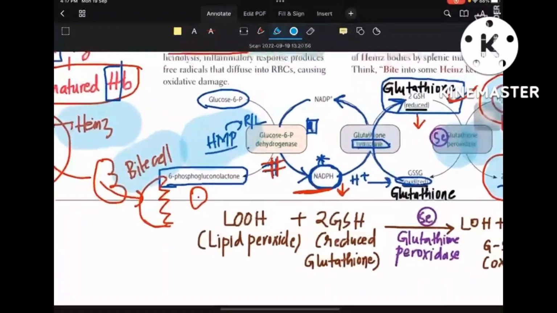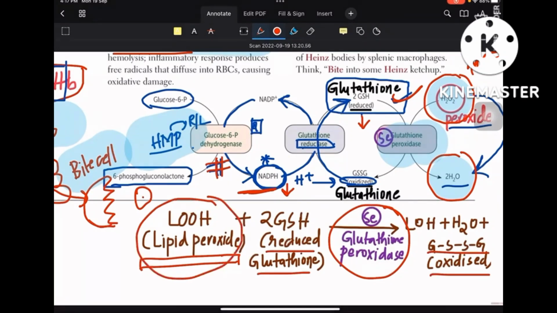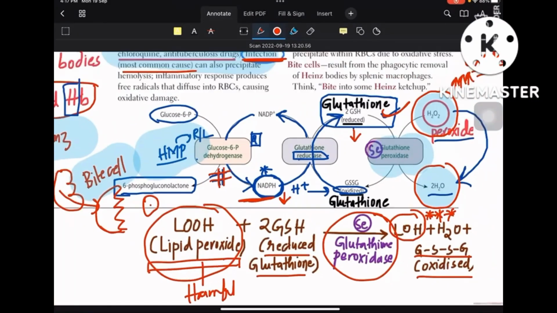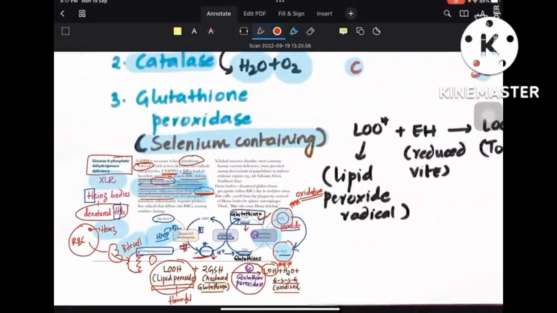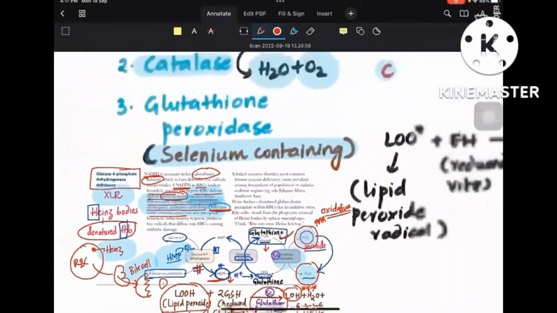Now coming to one more enzyme, guys. So there is lipid peroxide. Lipid peroxide is also a free radical. For that also, you need glutathione peroxidase. In the reduced form, glutathione is converted to the oxidized form of glutathione, and in the process, this lipid peroxide is converted to lipid hydroxide, which is not harmful to the body. This peroxide is harmful to the body. So this completes the discussion of glutathione peroxidase, guys. You get a lot of questions from this topic, G6PD deficiency disorder, which is an X-linked disorder.